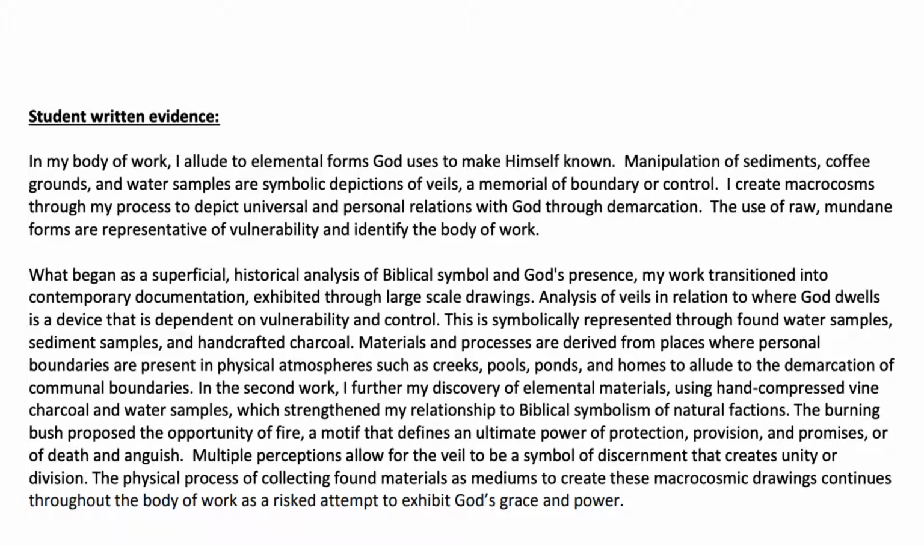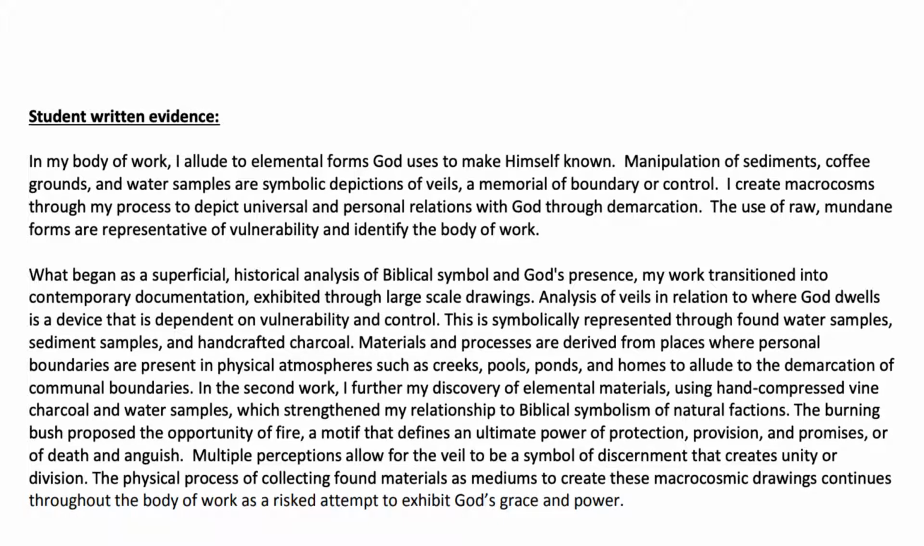What began as a superficial historical analysis of biblical symbol and God's presence, my work transitioned into contemporary documentation, exhibited through large-scale drawings. Analysis of veils in relation to where God dwells is a device that is dependent on vulnerability and control. This is symbolically represented through found water samples, sediment samples, and handcrafted charcoal. Materials and processes are derived from places where personal boundaries are present in physical atmospheres such as creeks, pools, ponds, and homes to allude to the demarcation of communal boundaries.